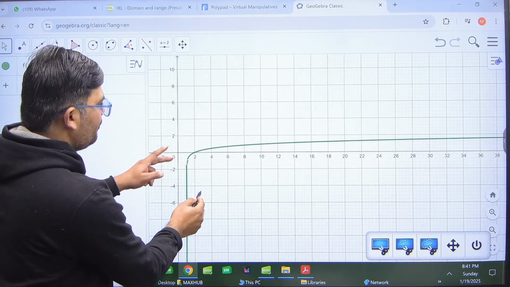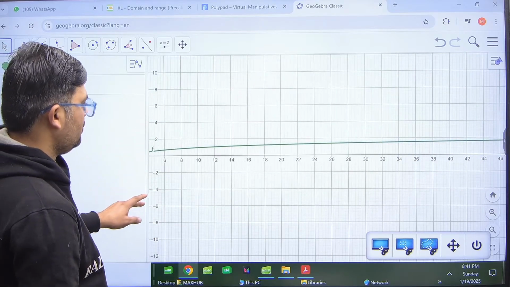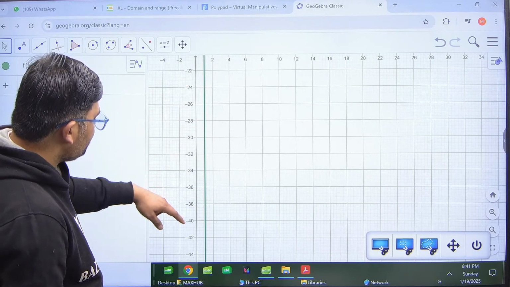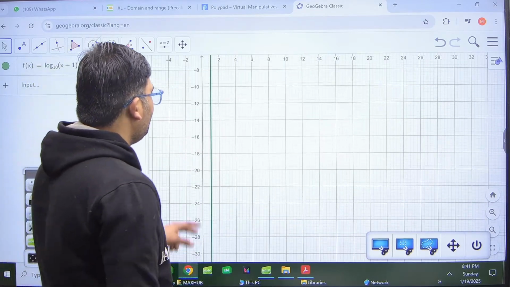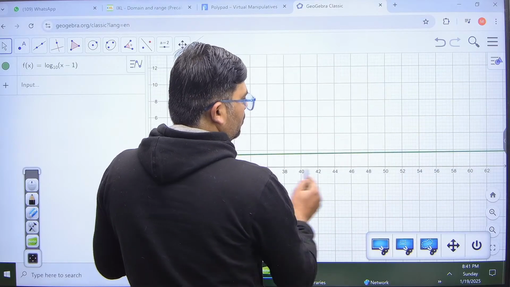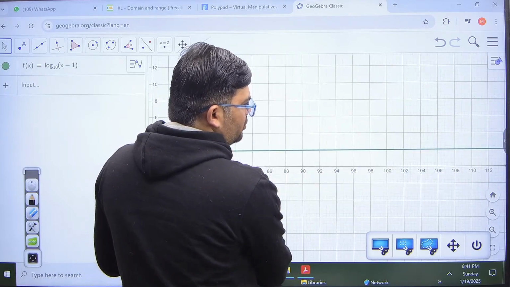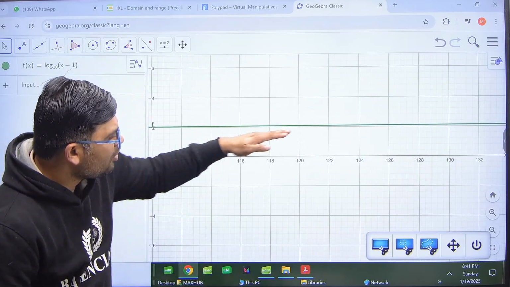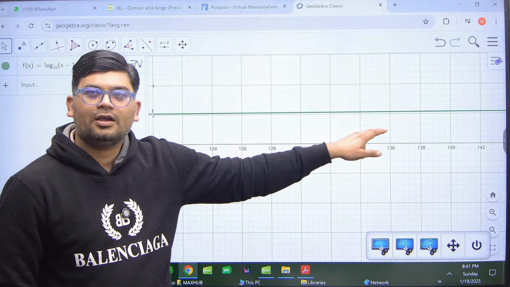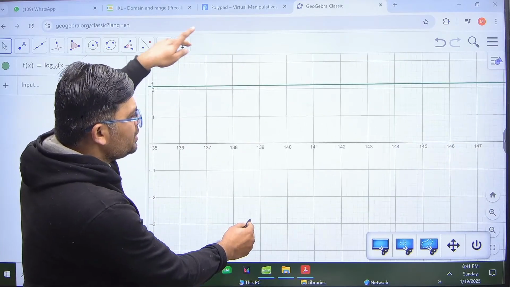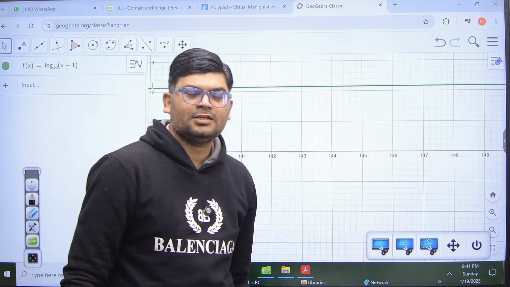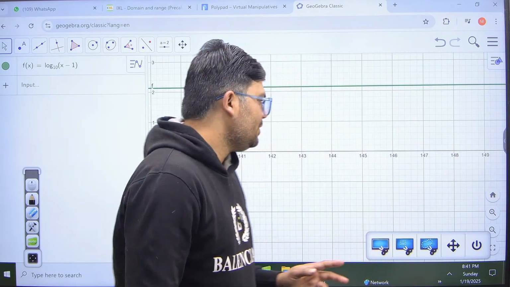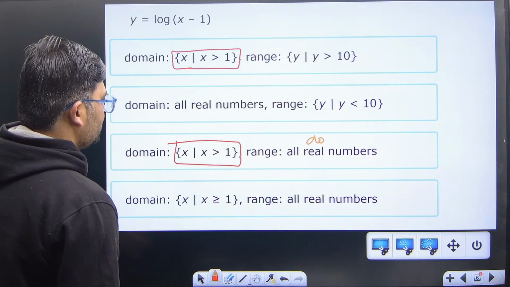Okay, can you see the graph? So from the range you can see, the range is from negative infinity to, so if I talk about this, it is crossing the line slowly. It is slowly increasing, but it keeps on increasing. As I zoom out more, you can see it is increasing. So that means we can say it is from negative infinity to positive infinity. That means it is the set of all real numbers.